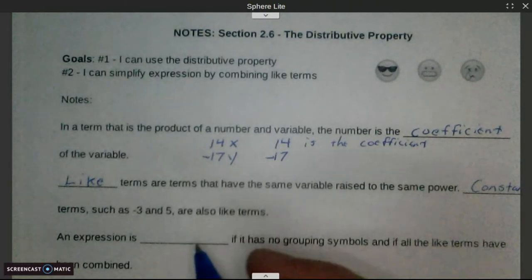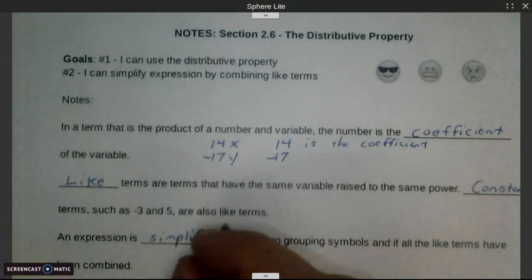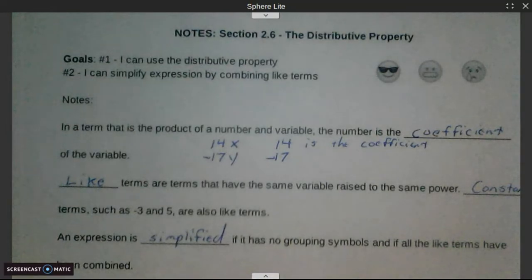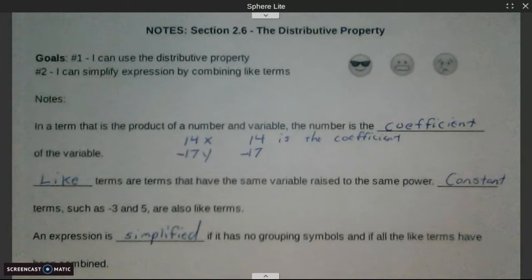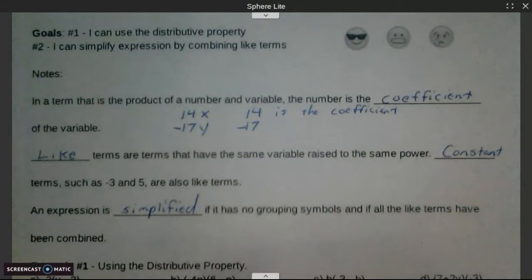And then lastly, an expression is simplified if it has no grouping symbols and if all the like terms have been combined. Let's take a look at some examples. We're going to use the distributive property.